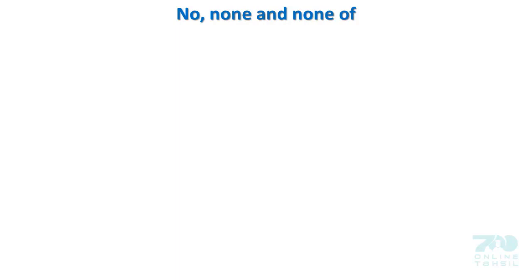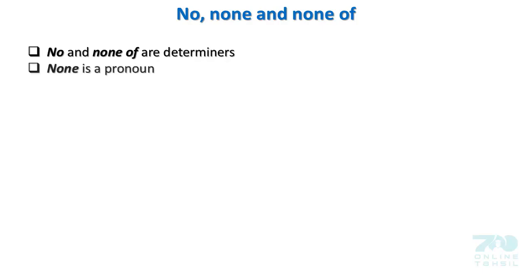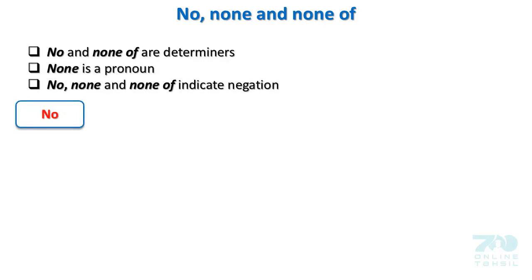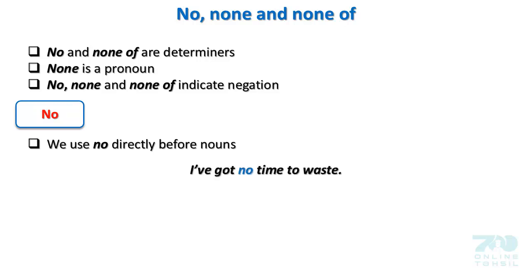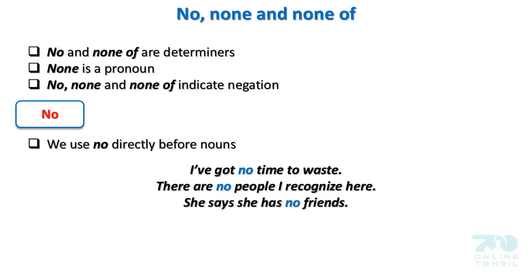No, none, and none of. No and none of are determiners. None is a pronoun. No, none, and none of indicate negation. No: we use no directly before nouns. I have got no time to waste. There are no people I recognize here. She says she has no friends.